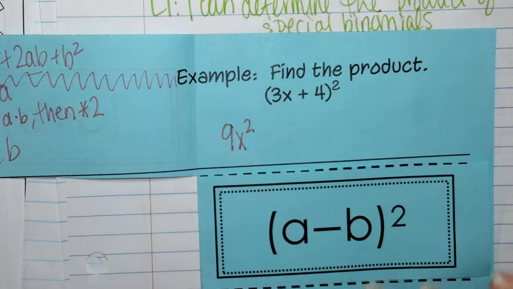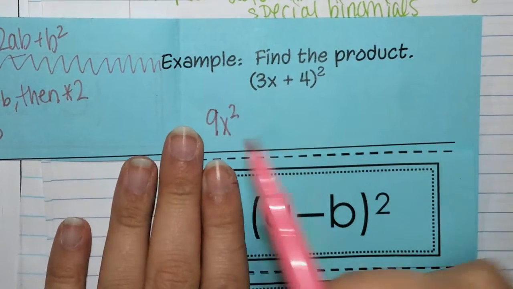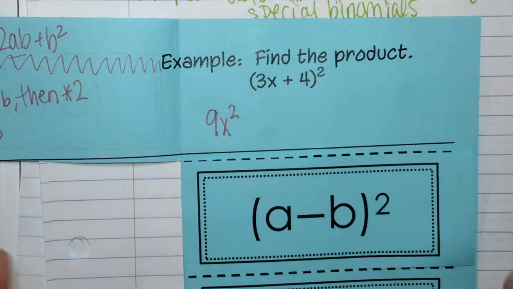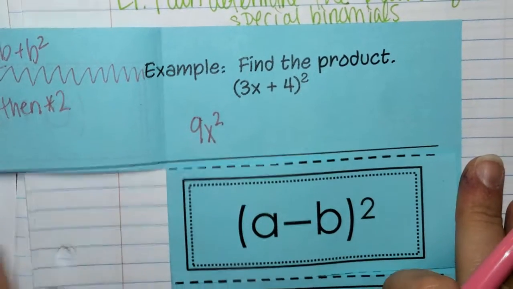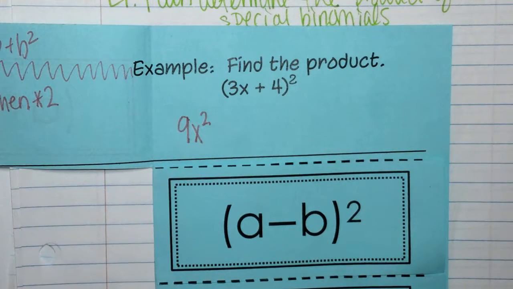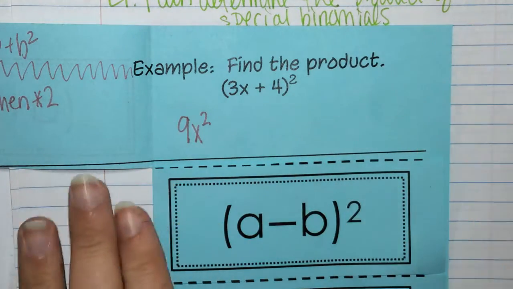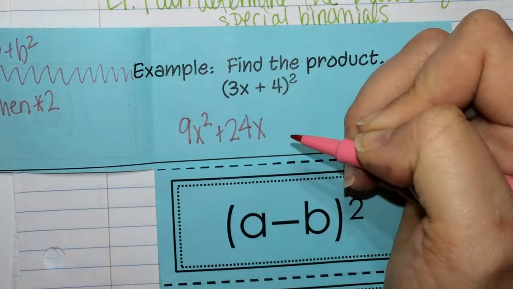Alright, so let's try that again. When you square 3x, what do you get? 9x squared. There we go. Say it with confidence, children. Alright, that's it for step one. Now we move on to step two. Step 2 says to multiply a times b, then times 2. So what's 3x times 4? 12x. And what's 12x times 2? 24. Boom, look at us go.